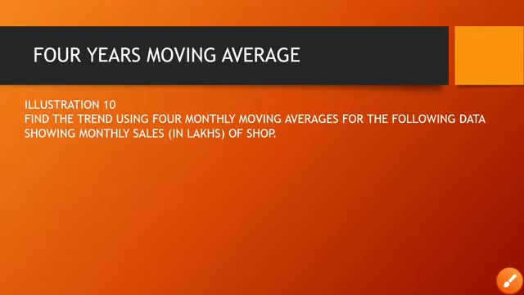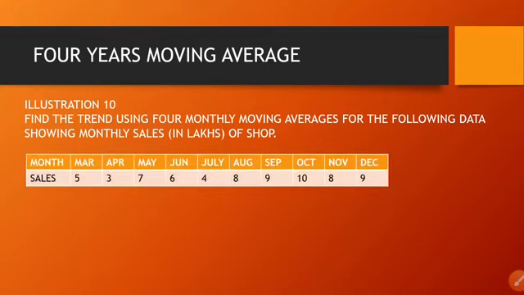Okay. So now let's do the last one, that is 4 years moving average. Now this 4 years moving average is a bit difficult and challenging, you can say. I'll teach you 4 years moving average, and in next lecture also we'll be discussing it. Just take the simple idea today of how this actually works. Okay, so let's start. Find the trend using 4 monthly moving average for the following data showing monthly sales in the shop: March, April, May, June and up to December.